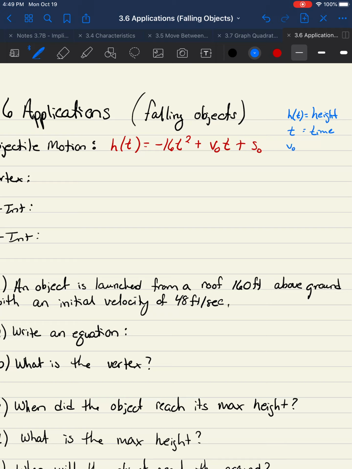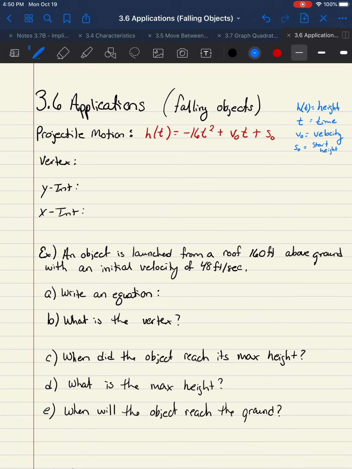So I'm talking about an object falling from the sky. h of t is our height. What height is the object at? t represents time. v sub 0 is what's called the initial velocity. So velocity is like a force that you put on an object. So when you drop an object, there's no velocity. But when you throw an object, you're putting a velocity on that object as it goes sailing through the air.